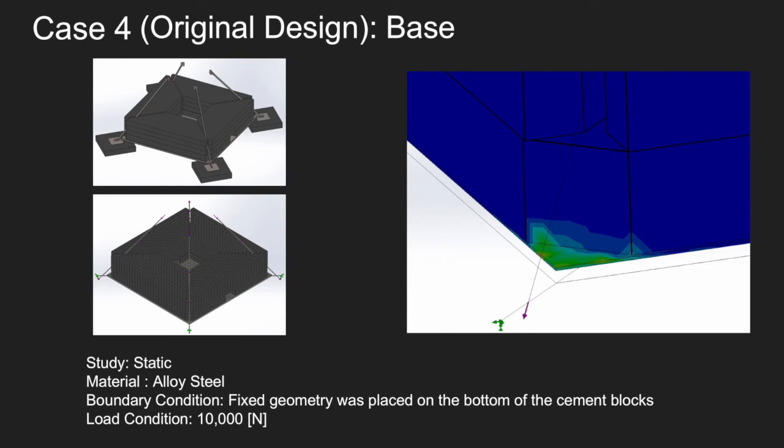For our fourth case study, we performed a static analysis on the base of the crane. In our initial design, we used 3D weldment features to make the beams of the frame. The base was simulated as a beam element. We faced problems while meshing the base, and therefore our simulation results were incorrect. The boundary conditions were fixed geometry on the bottom of the cement blocks, and the forces were along the diagonal beams. The maximum stress was 0.8 megapascals, located here, and the maximum displacement was 1.67 millimeters.